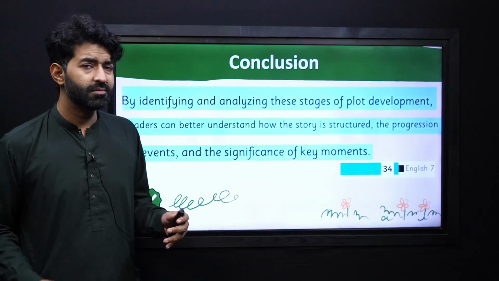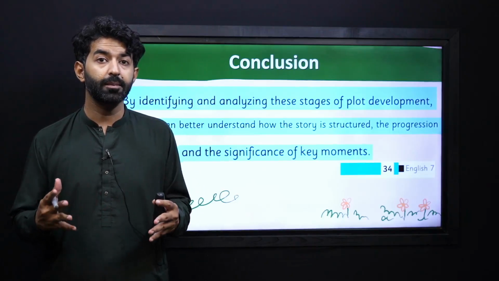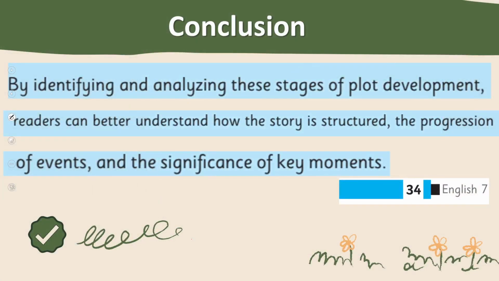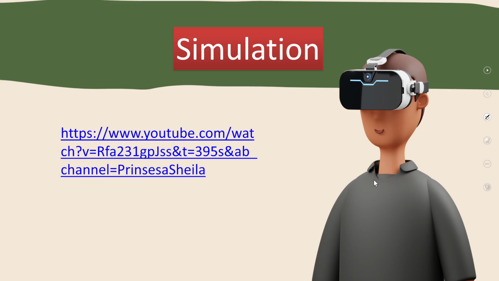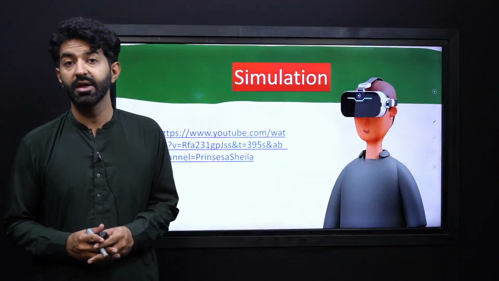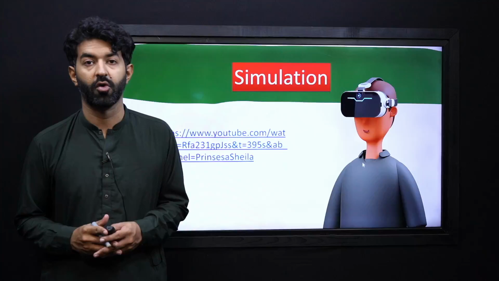And now, after learning about all the different stages of plot and its development, let's talk about finally concluding our lesson for today. By identifying and analyzing these stages of plot development, readers can better understand how the story is structured, the progression of events, and the significance of key moments. And now we are here at our simulation link that you can play later on to learn more about plot development and different nuances from it.